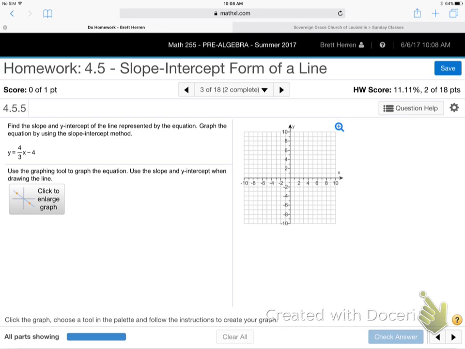So it should be starting at down 4, right? Your first dot should be on the middle line, down 4. And then from there you go up 4 over 3.